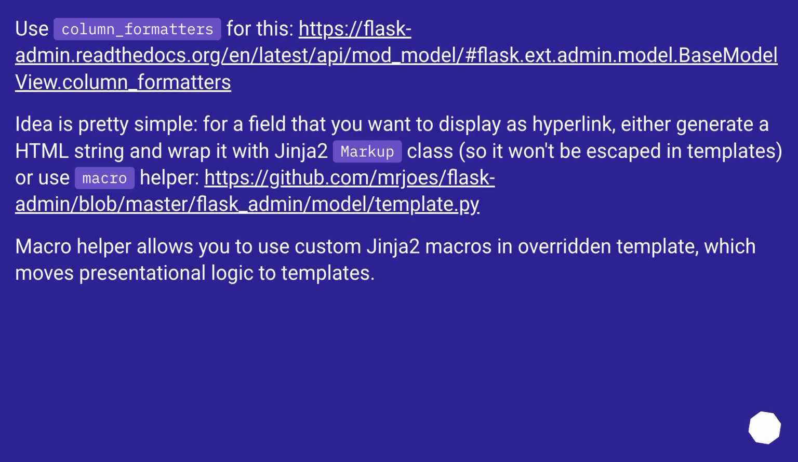Use column_formatters for this. The idea is pretty simple. For a field that you want to display as a hyperlink, either generate an HTML string and wrap it with Jinja2 Markup, so it won't be escaped in templates, or use macro helper, this. Macro helper allows you to use custom Jinja2 macros in an overridden template, which moves presentational logic to templates.